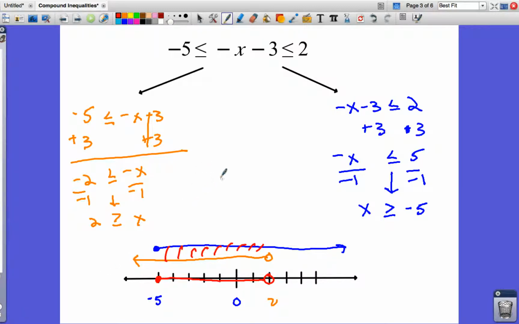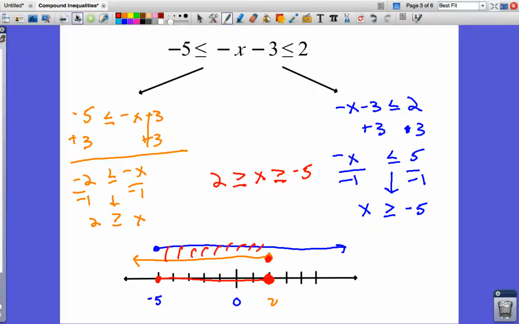And the compound inequality really looks like 2 is greater than or equal to x, which is also greater than or equal to -5. And I realize I just made a mistake. This needs to be a closed circle as well. They're both greater than or equal to. Whoops. Sorry about that. Okay, and I'm done. So there's my graph in red right here. It's the intersection of my two inequalities.